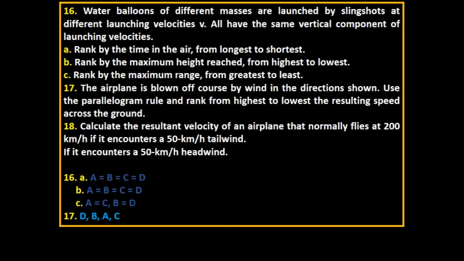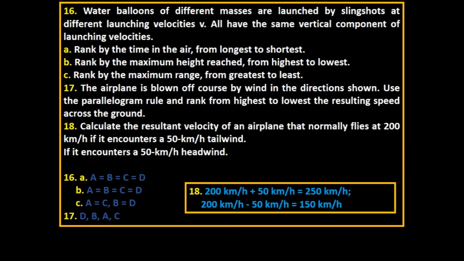Now, calculate the resultant velocity of an airplane that normally flies at 200 kilometers per hour if it encounters a 50 kilometer per hour tailwind, and if it encounters a 50 kilometer per hour headwind. So you have a headwind and a tailwind. Remember what to do with that. The headwind you're going to subtract, and the tailwind you're going to add. So the tailwind will be 250 kilometers per hour, and the headwind will be 150 kilometers per hour.